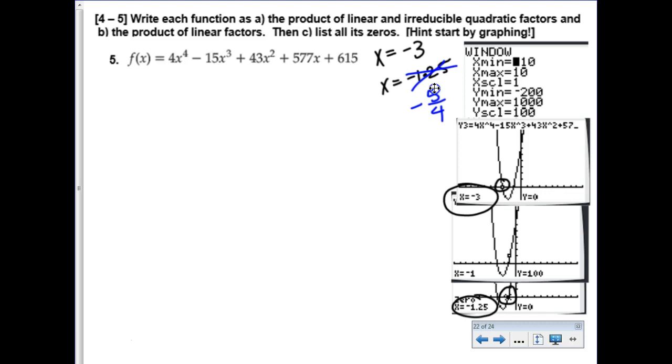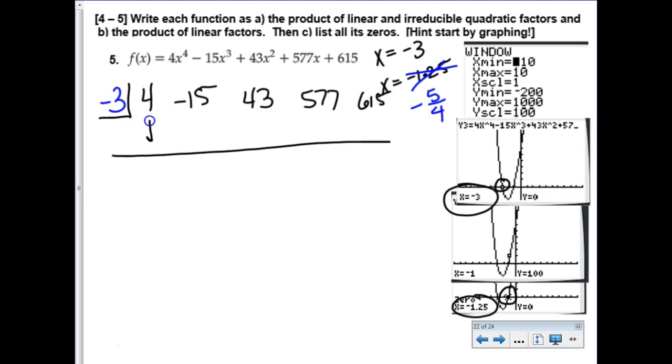All right, this one's going to be a little challenging, and it has to do with the coefficients. So, synthetic division. You're going to have to do both those numbers for successive synthetic divisions, because right now you have a quartic, and that's too big. I need to bring it down 2 levels. So, here we go. You want to start with the fraction or the non-fraction? The negative 3? All right. 4, negative 15, 43, oh boy, 577 and 615. Sure, why not? Okay, get your calculators handy.